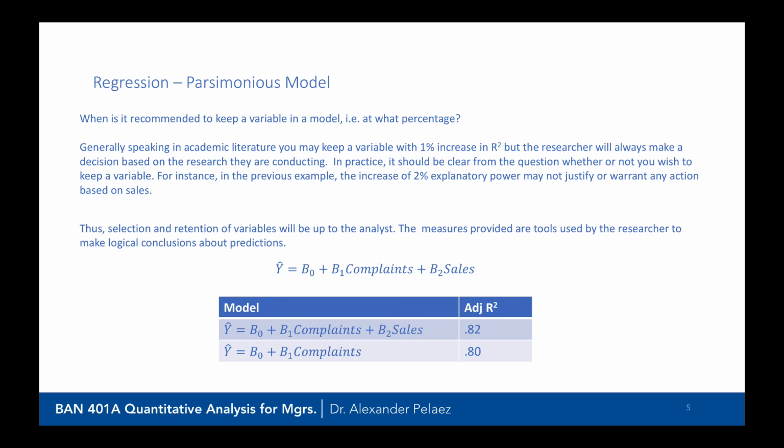But it's clear from this type of analysis that complaints is carrying most of the information and telling us about the variance in y. So complaints is the most important variable. So whether we keep sales or not, in reality, is going to come down to the judgment of the analyst.